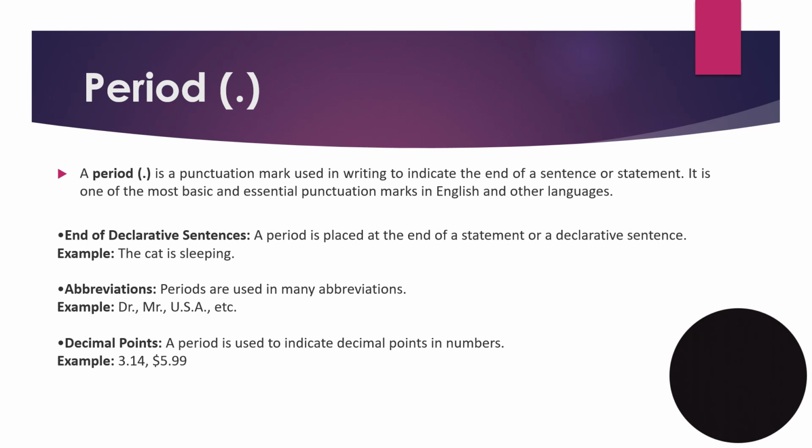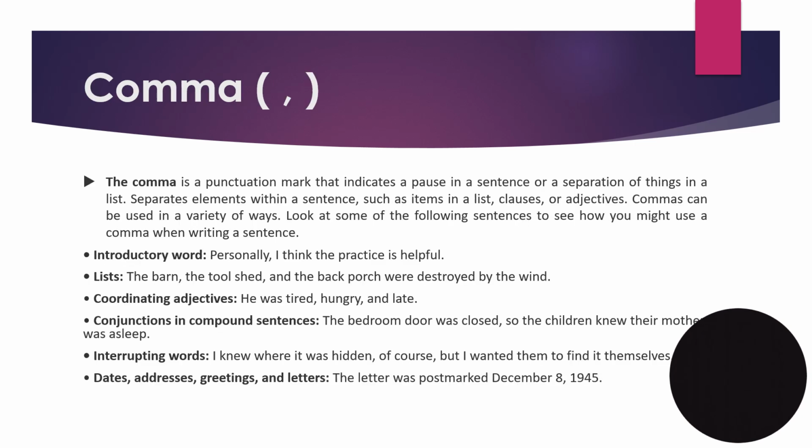Decimal points: a period is used to indicate decimal points in numbers. Example: 3.14, $5.99. The comma. The comma is a punctuation mark that indicates a pause in a sentence or separation of things in a list. It separates elements within a sentence, such as items in a list, clauses, or adjectives.